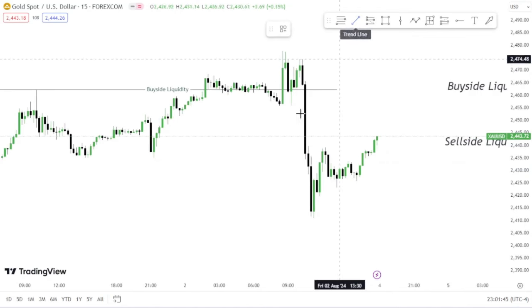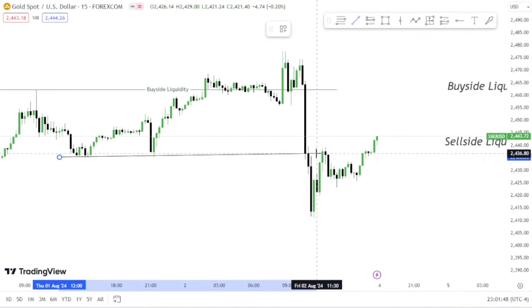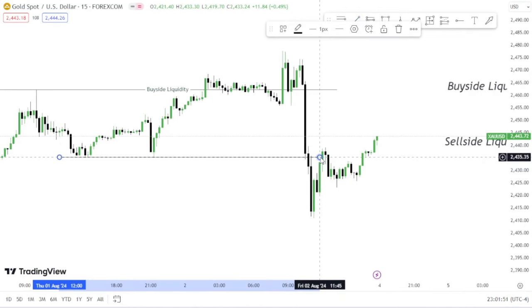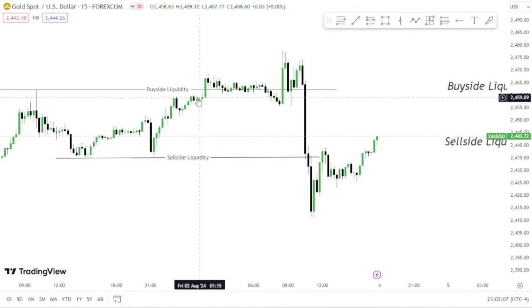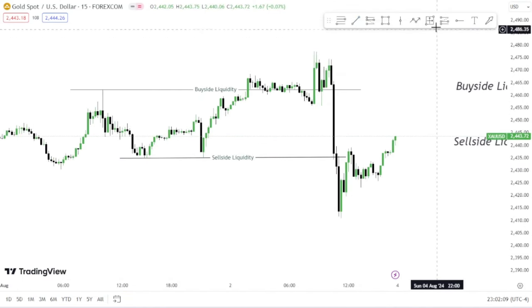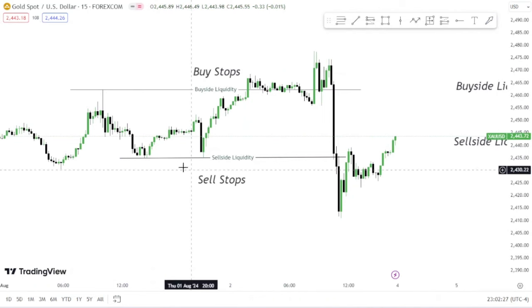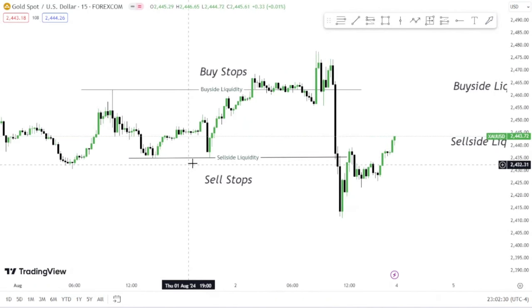But here we will talk about sell side liquidity. When the market is coming down, we can expect how far it can come down towards this sell side liquidity. This is buy side and this is sell side liquidity. These are equal lows. When there are equal lows or highs, the market is very much interested in taking these lows or highs.